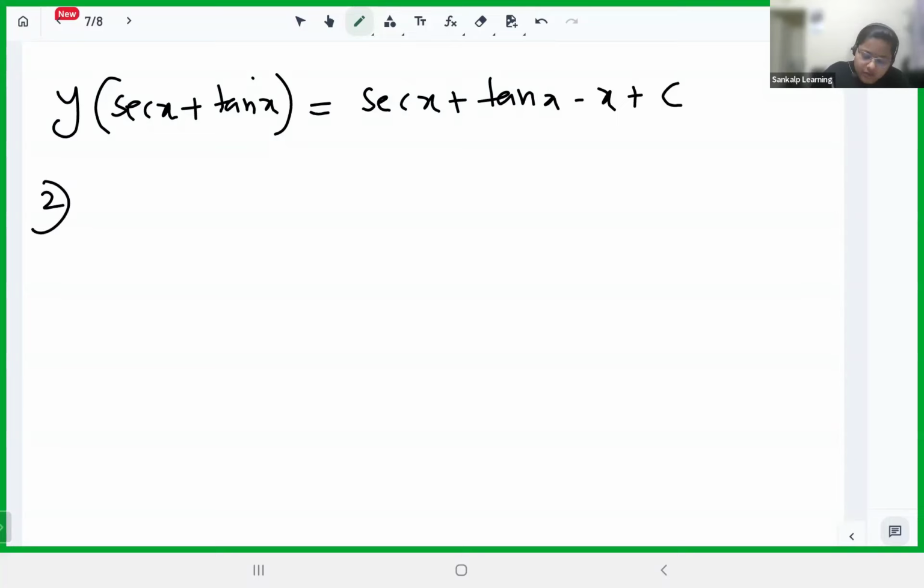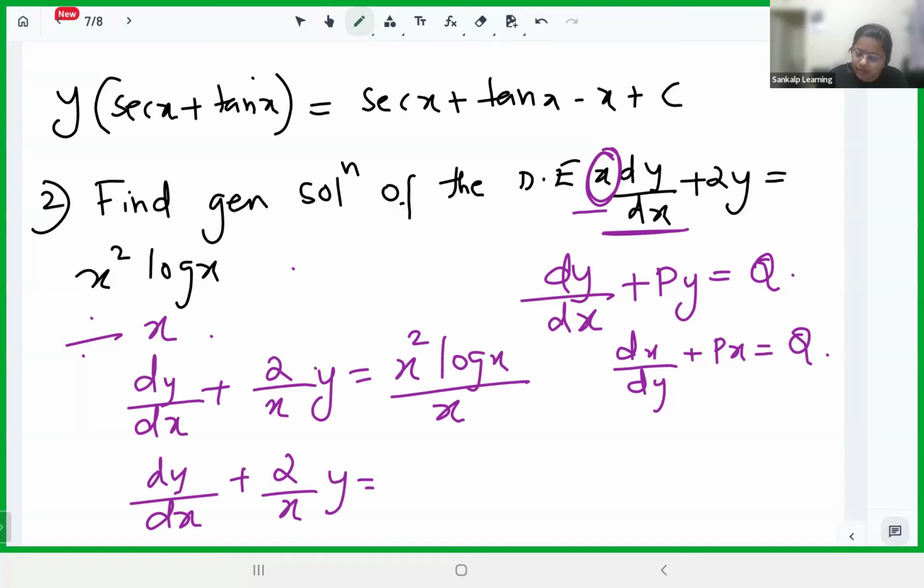So this is actually dy by dx plus 2 by x into y equal to x log x. So what is P and Q from this? P is equal to 2 by x and Q is equal to x into log x. All right. Now, what about the integrating factor?